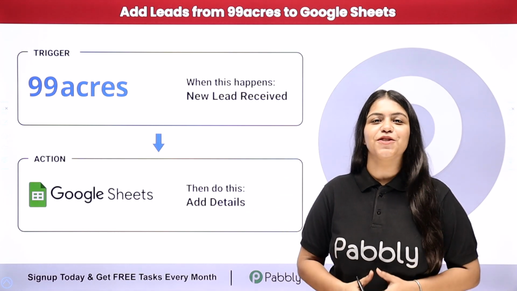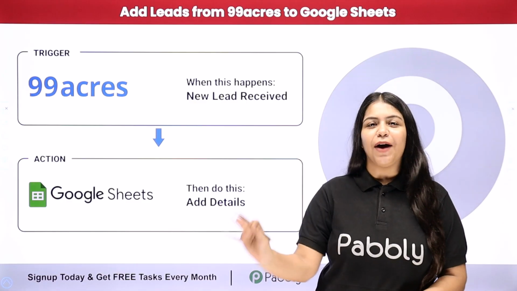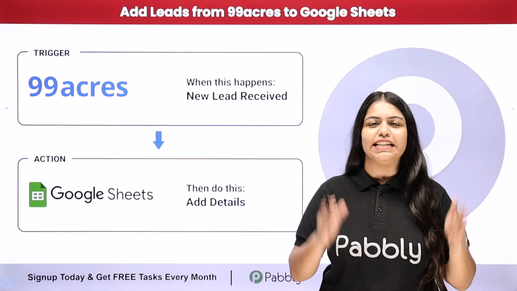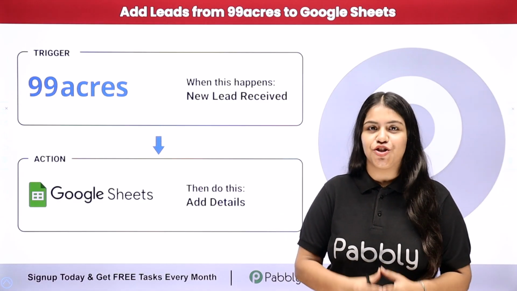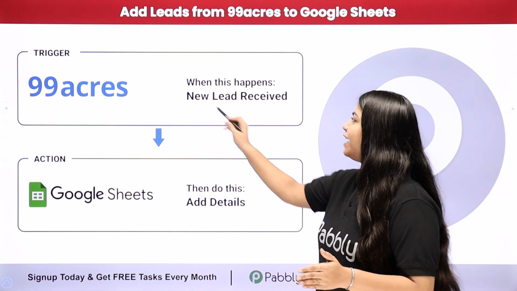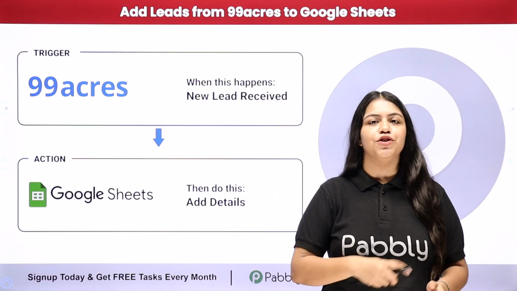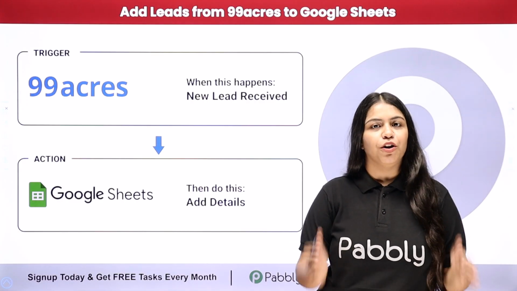Hey, so do you also use 99 acres to get more leads for your own business and you are the one who is still adding the lead details manually into your Google Sheets? Then it's time for a change. You can use Pabbly Connect and simply add your 99 acres lead details into Google Sheets without knowing any programming or coding language. Want to learn how?